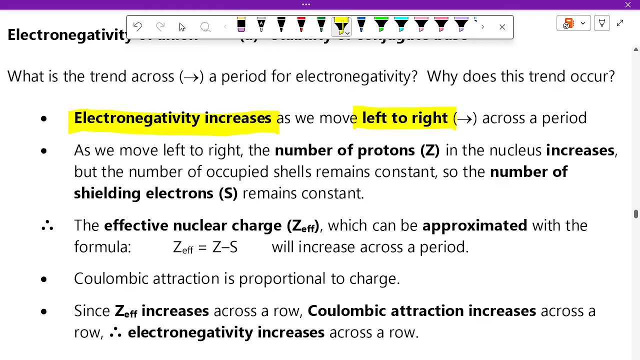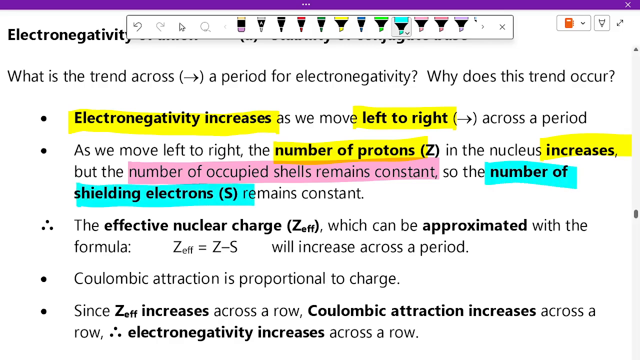As we move from left to right, the number of protons increases, but the number of occupied shells remains constant. So the number of shielding electrons, which is the core electrons... Miss Spence, I have a question. I remember last year, when we're going down, you have more occupied shells. So every shell added is a new set included in the core electrons, right?